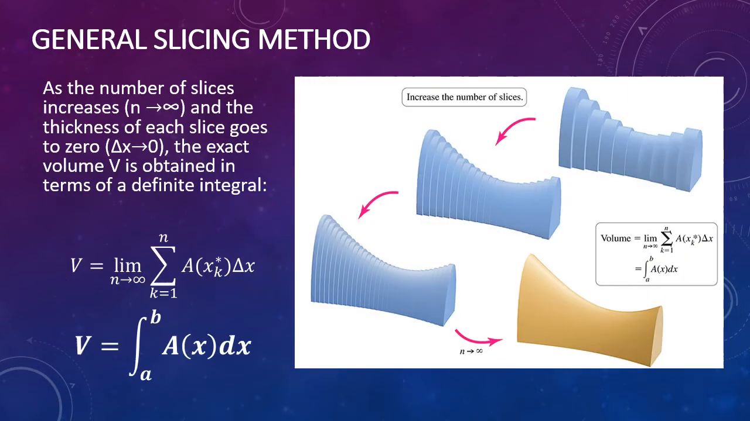Just as we saw with two-dimensional figures, as the number of slices increases, as n goes to infinity, and the thickness of each slice goes to 0, delta x goes to 0, the exact volume is obtained in terms of a definite integral. Here we can see the summation formula. The volume equals the integral over the interval a to b of A(x) dx, and you can think of dx as the thickness of each of those slices. So the area times dx, which is the thickness.